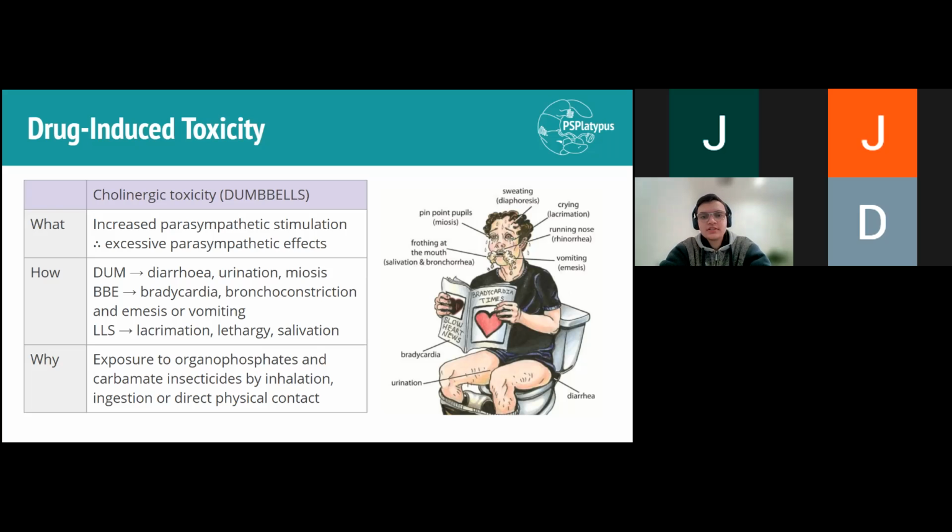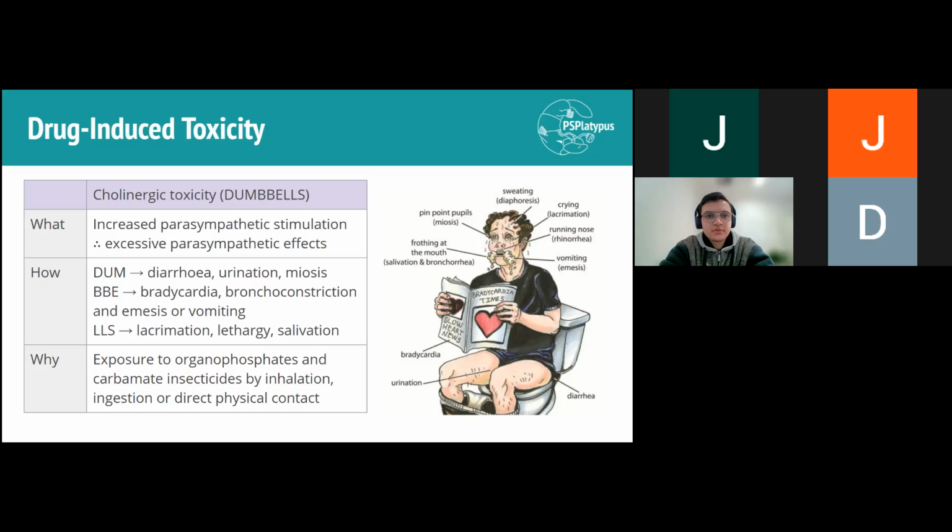You will have miosis, which is excessive. If you think about the parasympathetic system, you don't need to open up your pupils too much to let light in. So you'll have constriction of your pupils, or pinpoint constriction, if you have too much parasympathetic. B and E are going to be bradycardia, so that's slowing down of your heart rate, bronchoconstriction, so constricting of your airways, and emesis, which is just another fancy word for vomiting.